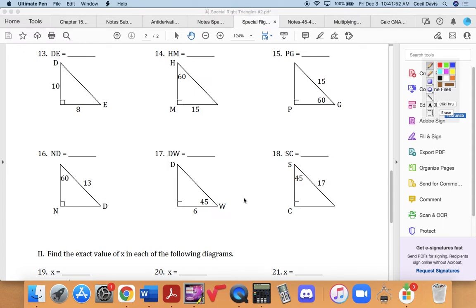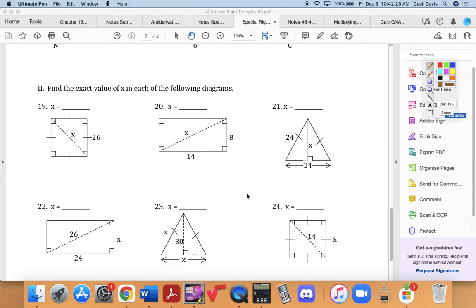Number 20 is 2 square roots of 65. Number 21 is 12 square roots of 3. Number 22 is 10. 23 is 20 square roots of 3. And 24 is 7 square roots of 2. Questions about any of those? Yes? Could you please do 20? Yeah, absolutely.